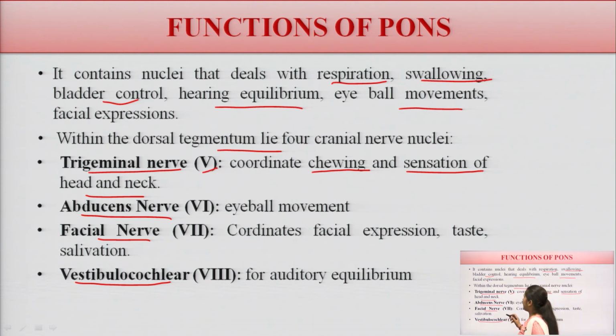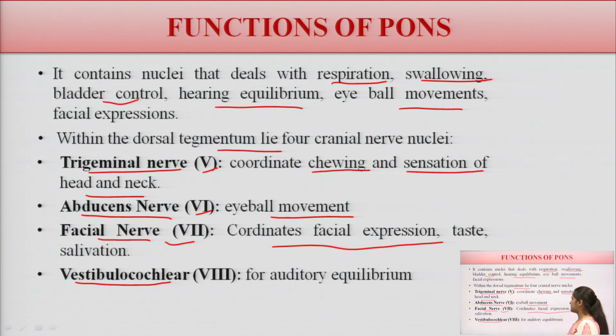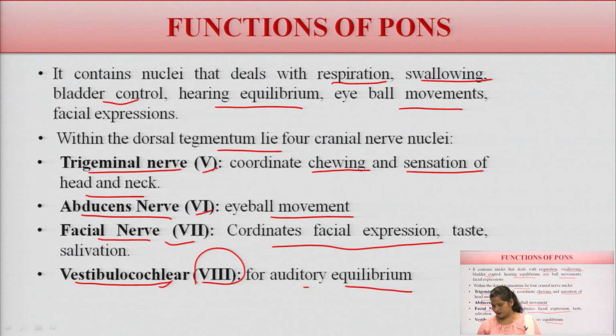Now, the abducens nerve is the 6th cranial nerve, and it controls eyeball movement. Then the facial nerve, the 7th cranial nerve, coordinates facial expression, taste and salivation, and the vestibulocochlear nerve, cranial nerve number 8, controls auditory equilibrium.